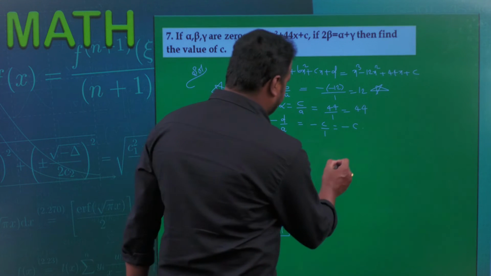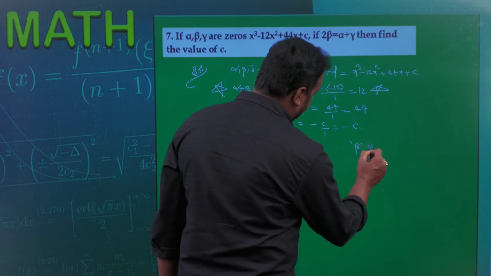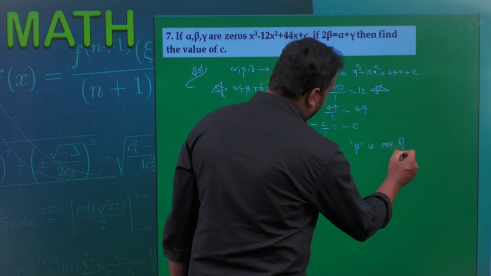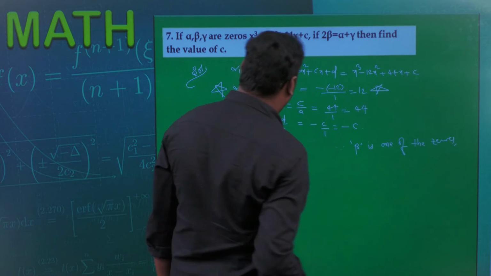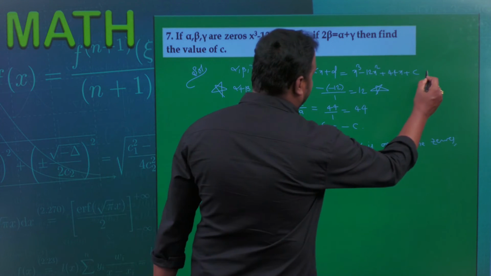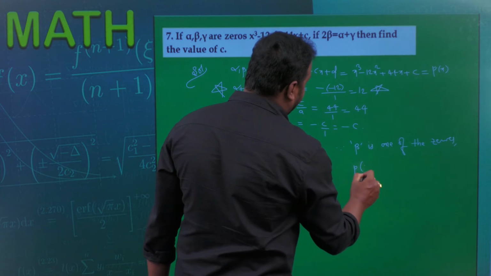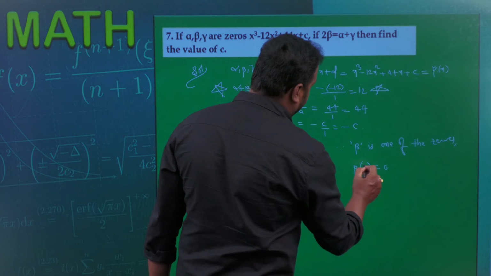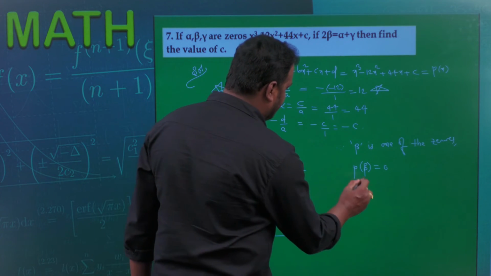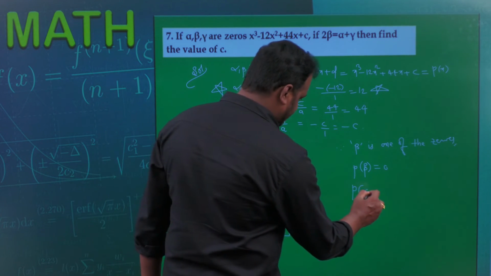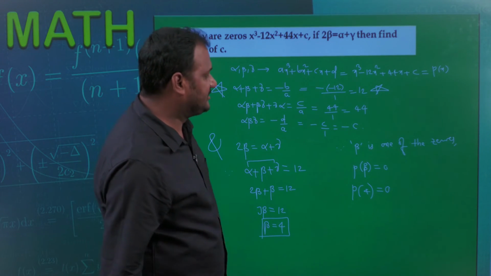Since beta is one of the zeros, let us consider this polynomial as some p of x. Then p of beta is equal to 0. Got it? So p of beta means what? Beta is equal to 4. So p of 4 is going to be 0. So substitute 4 in the place of x.